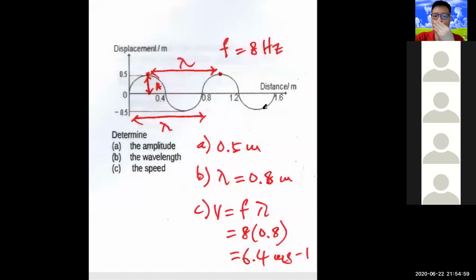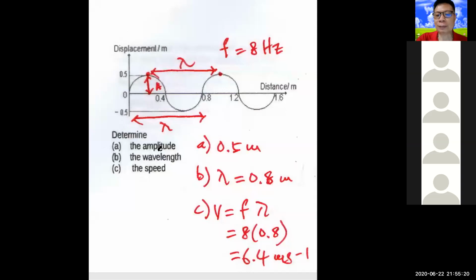You have to be careful. This one is displacement. Here is distance. Sometimes the graph given is displacement. This one is time. When this is time, this is no more lambda. I tell you, time. Okay, I repeat my question. You all listen carefully.